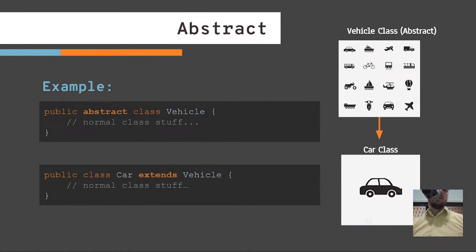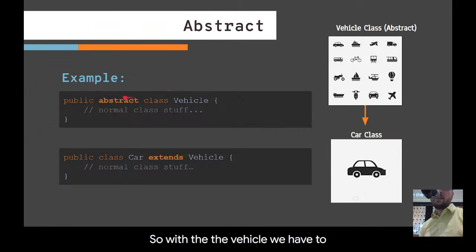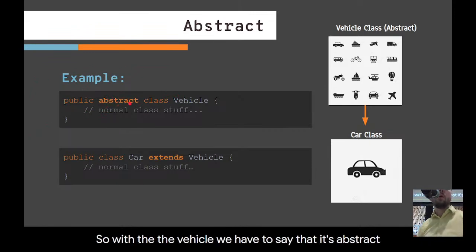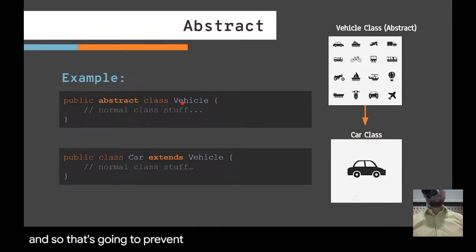And that actually leads right into the next example. So here we can see the syntax for the whole vehicle-car relationship. So with the vehicle, we have to say that it's abstract if we want it to be abstract. And so that's going to prevent a developer from creating a new instance of just vehicle.